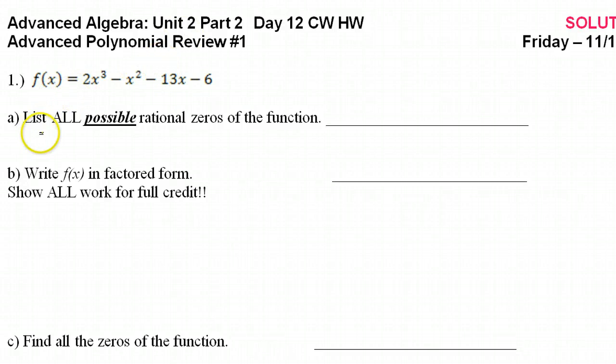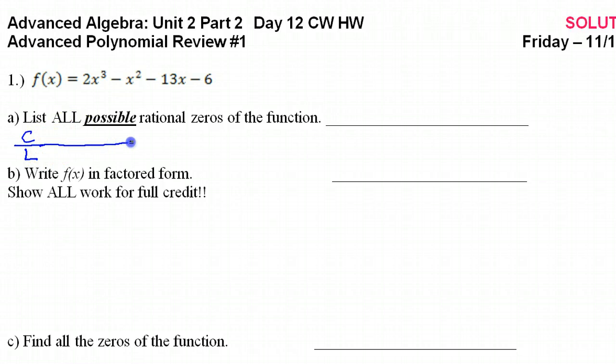Okay, problem number 1. List all possible rational zeros of the function. When I say possible, I am indirectly referring to what is known as the rational root theorem. According to the rational root theorem, the possible numerators all come from the constant term, which I'll put a C for constant, and the possible denominators come from the leading coefficient.